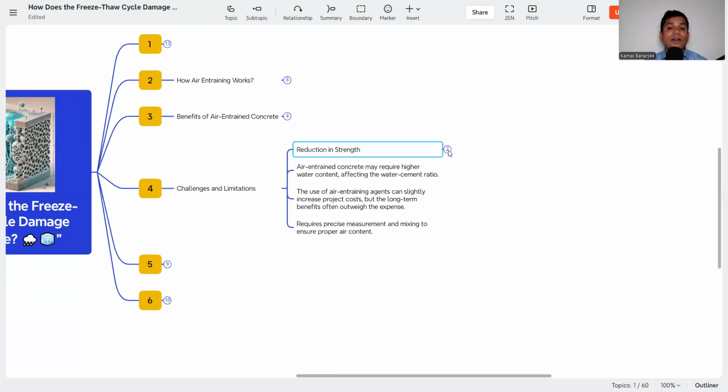Then air entrained concrete may require higher water content, affecting the water cement ratio. So that is why it is very important to finalize what the water cement ratio will be when we are adding air entraining admixture into the concrete. But what is the water cement ratio, and what are the factors affecting it? I have made a detailed video, the link is in the description. You will get the full information.